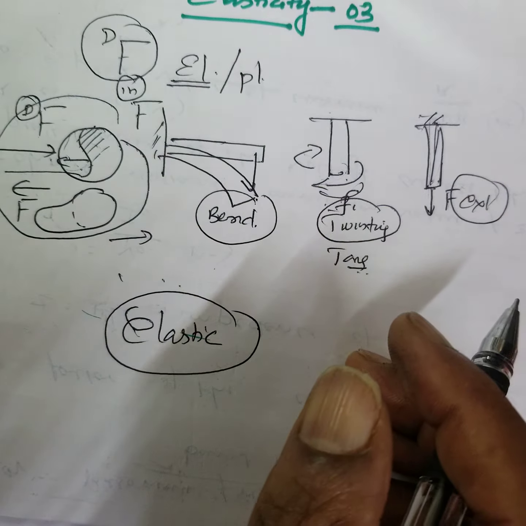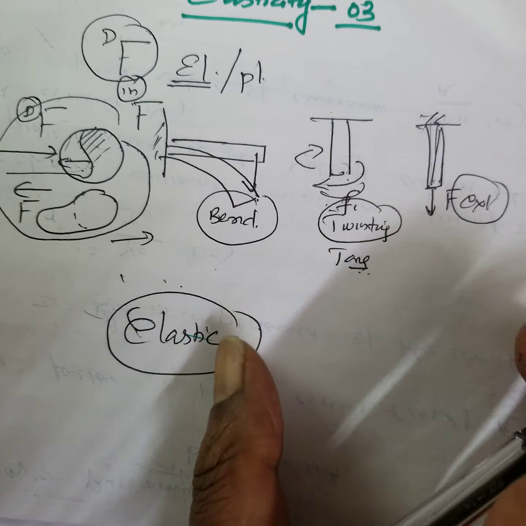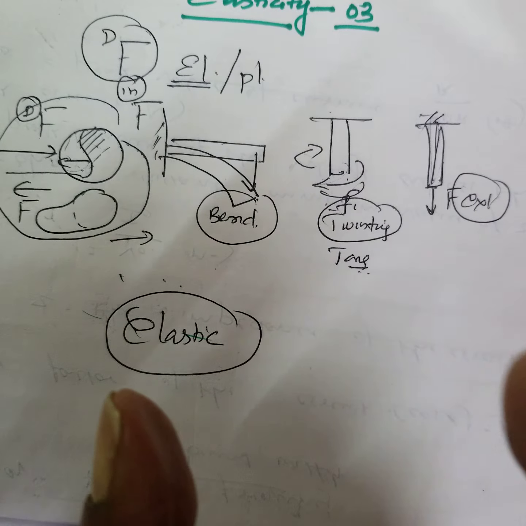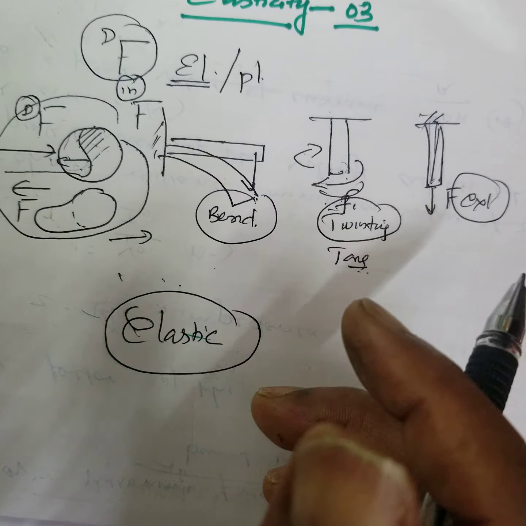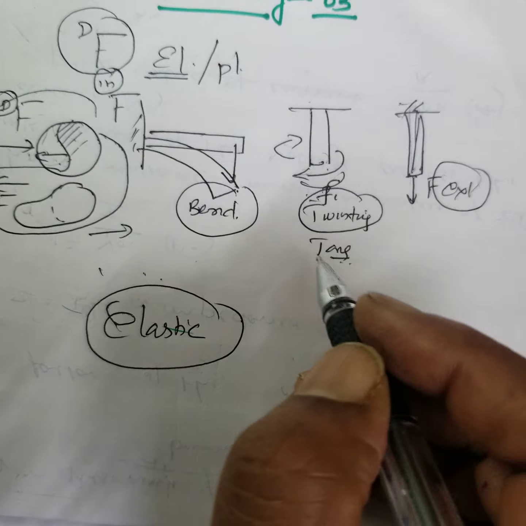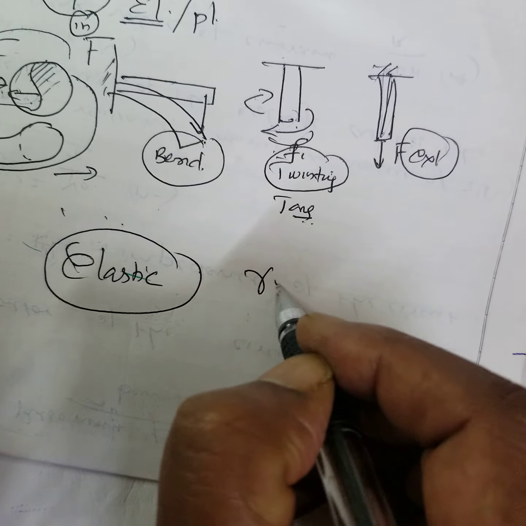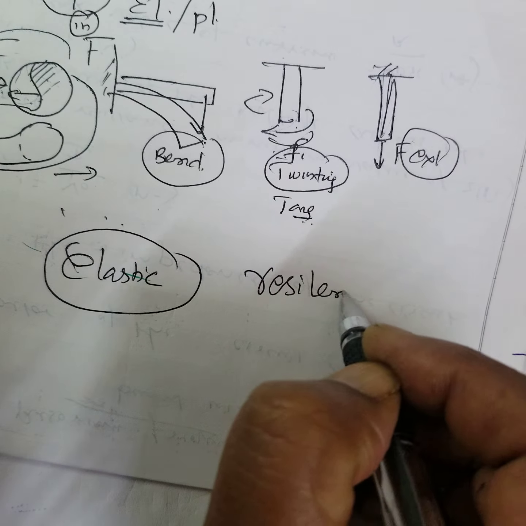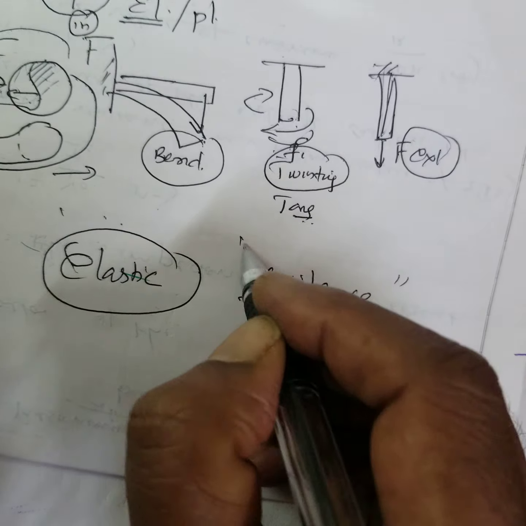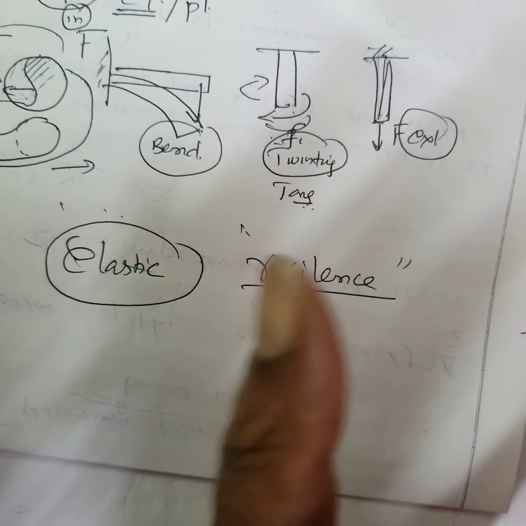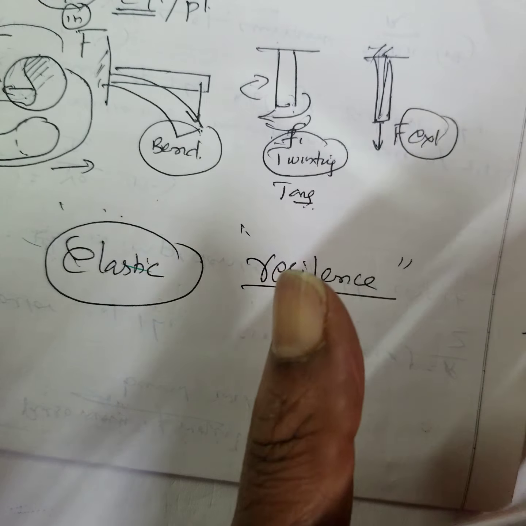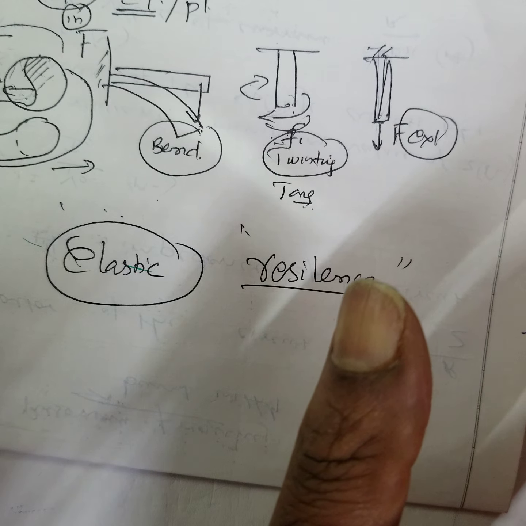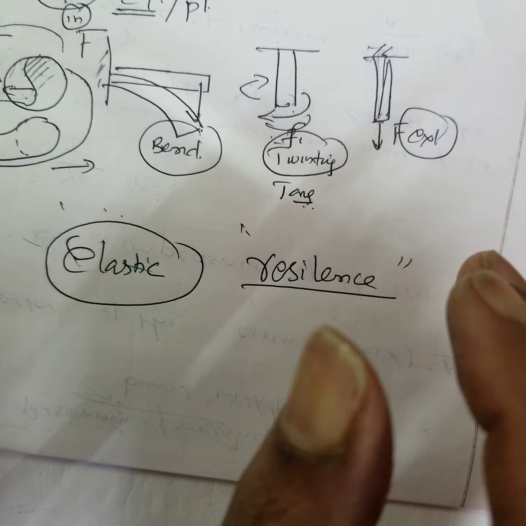That means the property of matter which enables it to spring back to its original shape and size when the deforming force is removed is called, what is it called? It's called resilience. R-E-S-I, resilience. That is, it springs back to its original position. No material is, however, perfectly elastic.